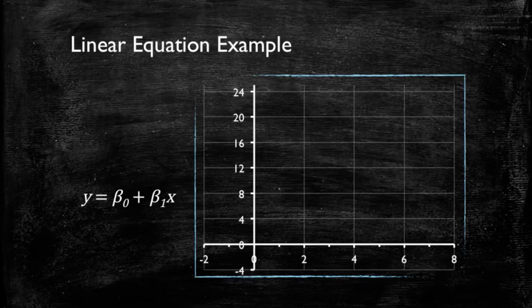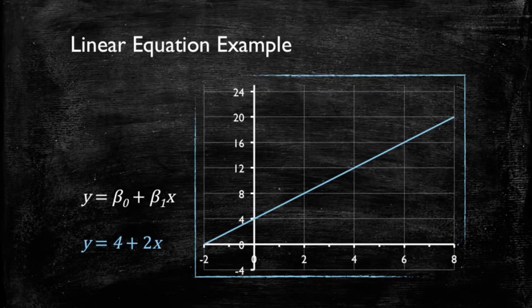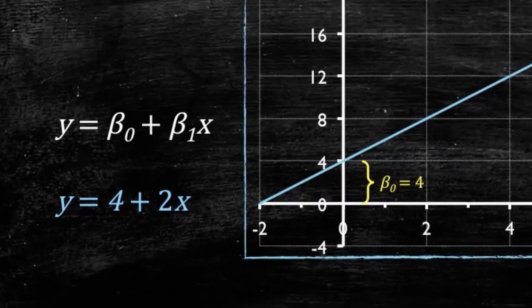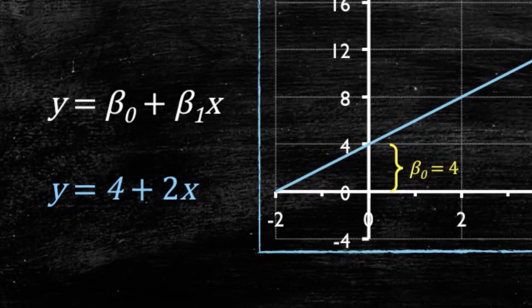And let's simply give numbers to those betas. Let's say that we have a linear equation y equals 4 plus 2x. Let's analyze what the 4 means. 4 is the distance from the horizontal axis at which the line crosses the vertical axis. In this case, if x had a value of 0, y equals 4.